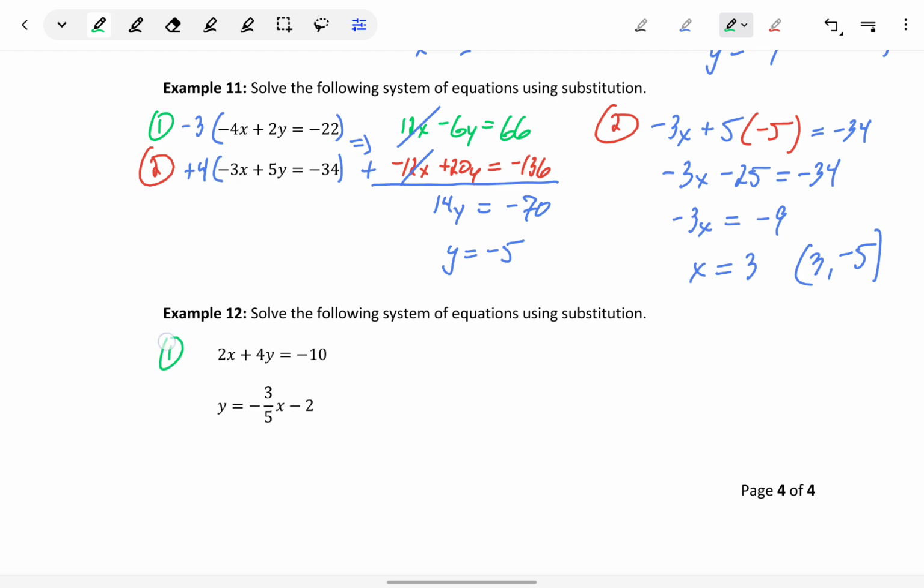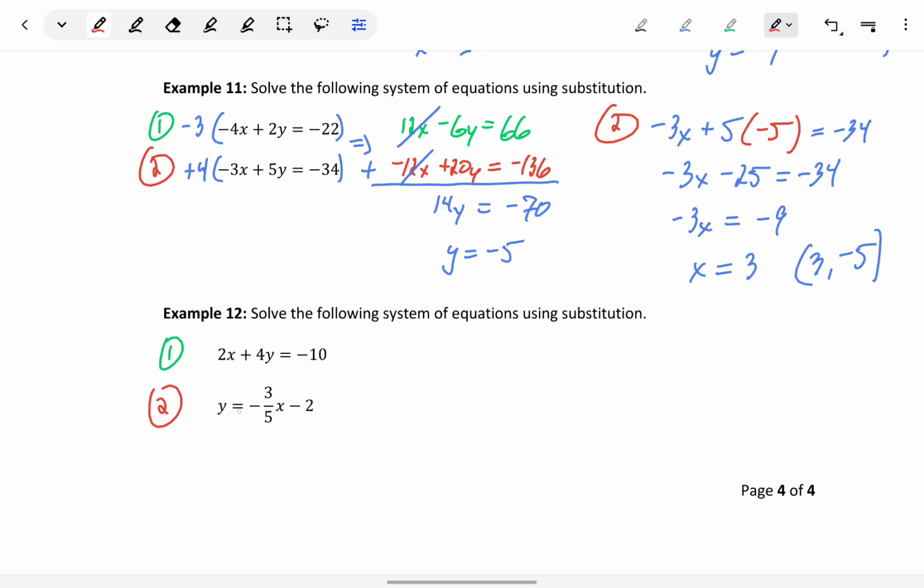In example 12, our best choice might actually be to use the substitution method, since one of our equations is already solved for y. But we're going to go ahead and still solve this using elimination, just to demonstrate that we can use either method. So if you have one that you prefer once you get some practice with these, I do encourage you to try both. But in the end, they both work equally well. It just kind of depends. There are scenarios where one might work better or have fewer steps.